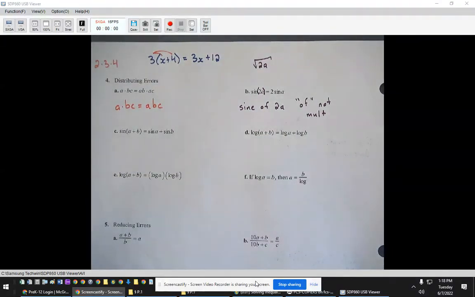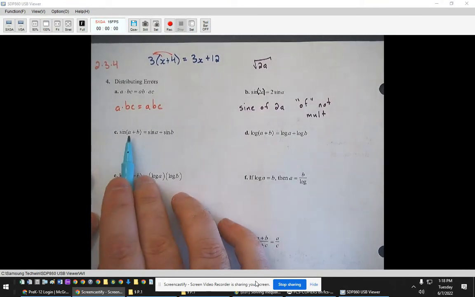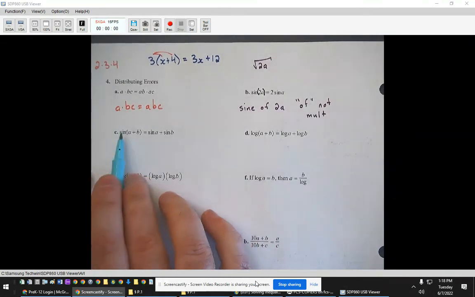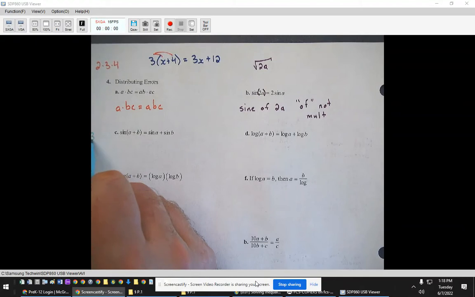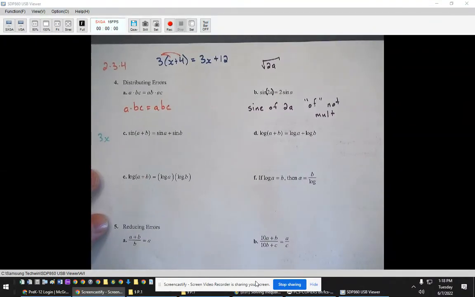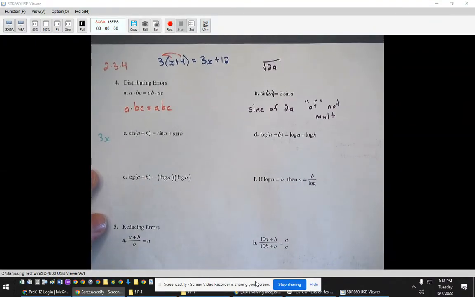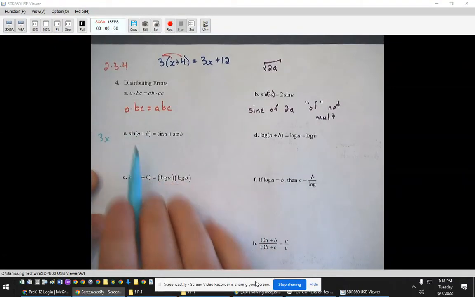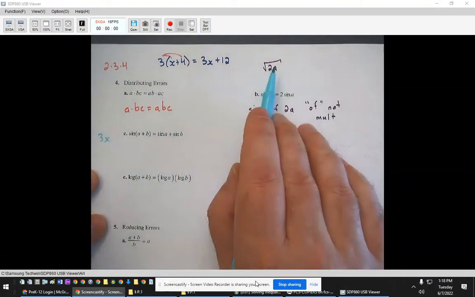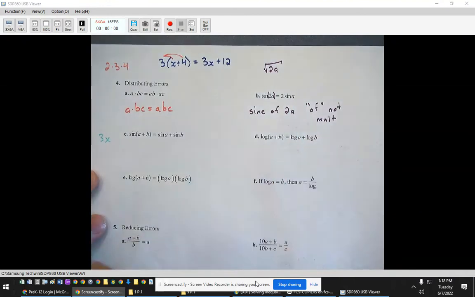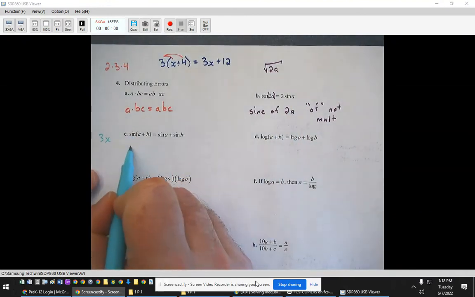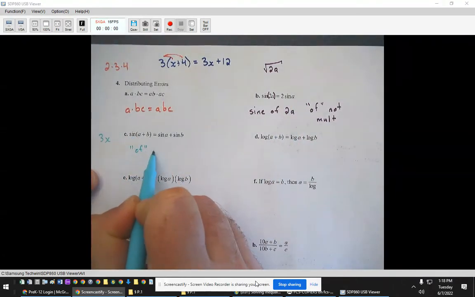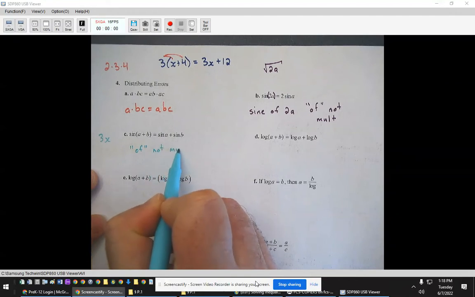So as we move on to the next one, again, it's tempting to distribute here. You feel like it because up to this point, when I write 3x, that means 3 times x. But it doesn't work in the world of logs and sines. You have to think about your trig and log things as being like a square root, as being around the function. So this is of, not mult.